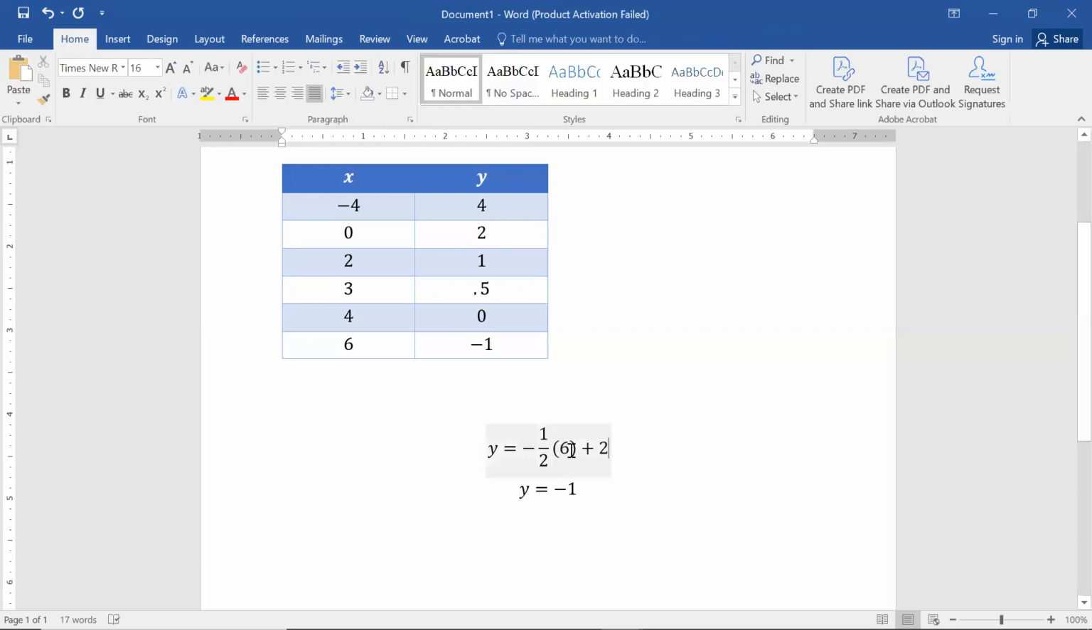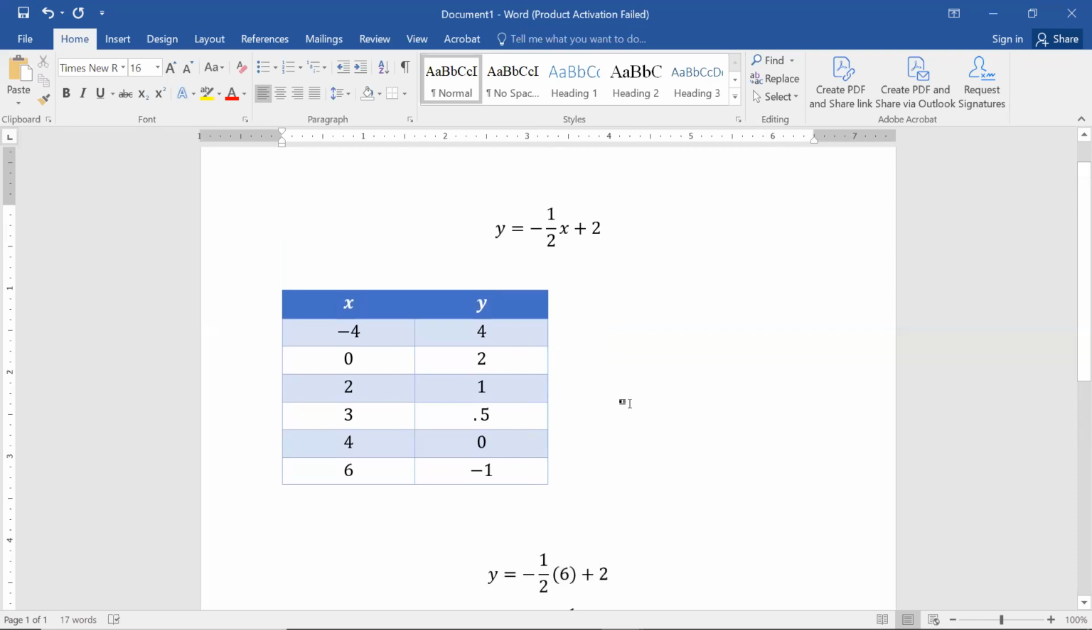Now I just kept replacing the x value with a different one. If you're doing this by hand, you'll probably have lots of these things written down, and that's perfectly all right. Now I have 6 different points: negative 4, 4; 0, 2; 2, 1; 3, 0.5; 4, 0; and 6, negative 1. So we're going to graph all 6 of those points. I'm going to do this by hand this time. So I will show you how that works when you graph it by hand.